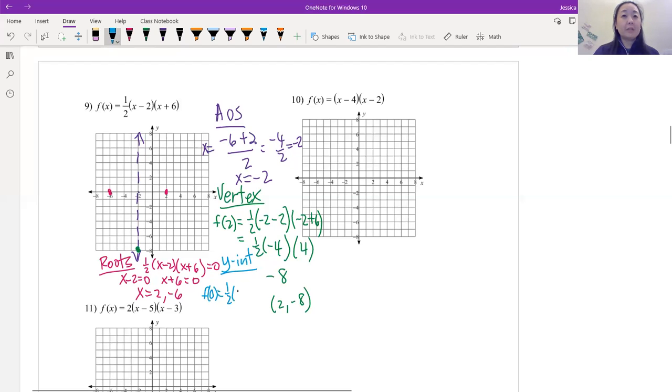So 1/2 times 0 minus 2 times 0, that's a 0, plus 6. And that's going to be 1/2 times negative 2 times 6. So half of 2 is going to be 1. So this is going to be negative 6. Just how we thought. There's negative 6 right here.